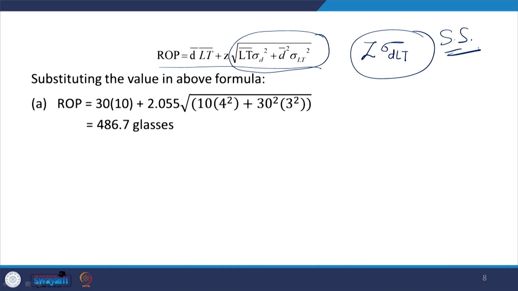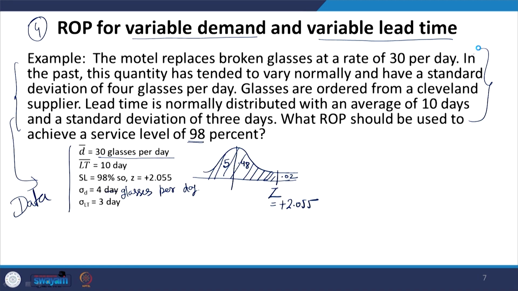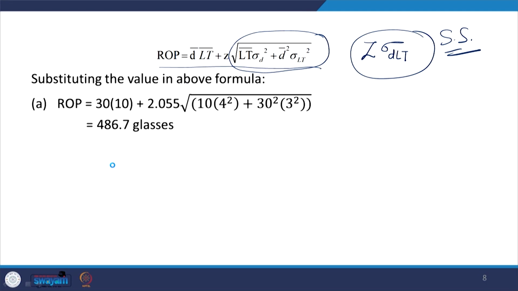So, now substituting all these values in this formula, 30 units is our average demand and lead time is 10 days. So, 30 into 10, that is our normal consumption, and this is giving you the safety stock. 2.055 is the value of Z. This is my LT, average LT, and this is the demand fluctuation, that is the standard deviation of the demand.